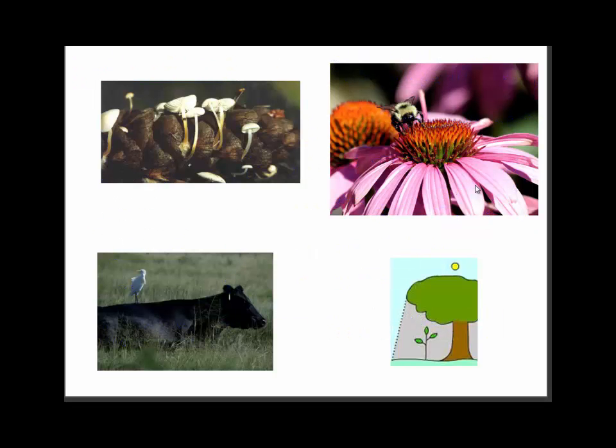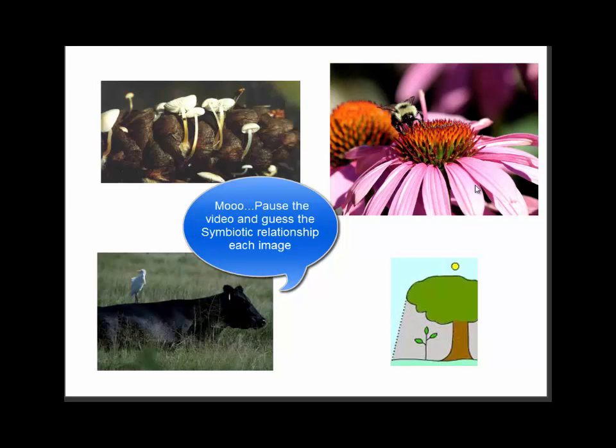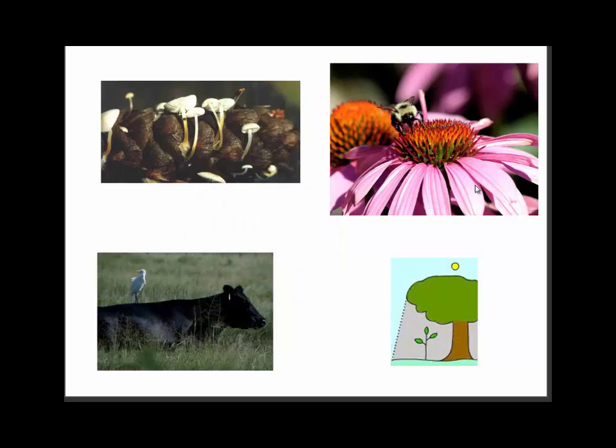So here's a couple examples. In the top left, we have fungus growing on a pine cone. So think about what non-feeding relationship that is an example of. I'll give you a second to think, and hopefully you came up with saprophyte.